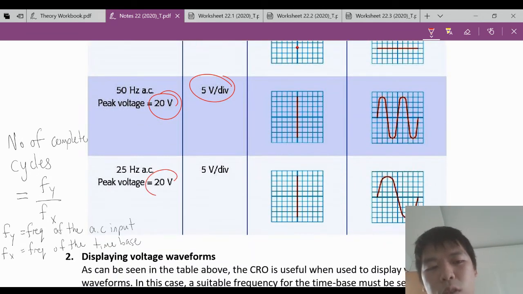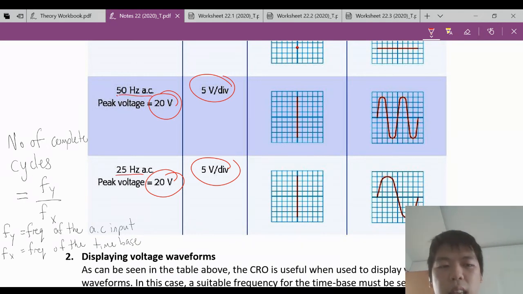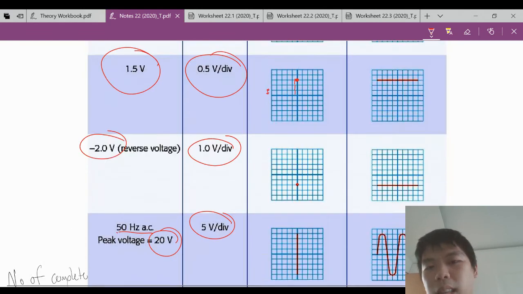Next, if you have 20 volts, 5 divisions, same thing, you also have 4 divisions. It's exactly the same method. Only difference is the hertz that we will explain now.